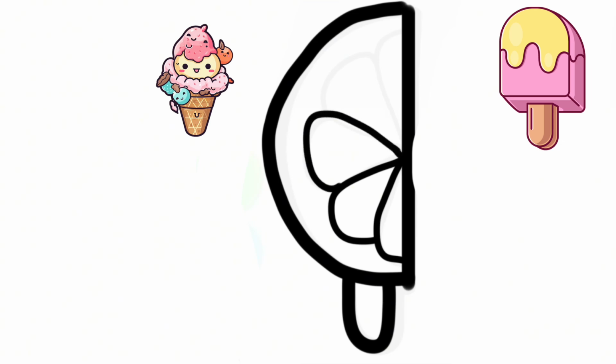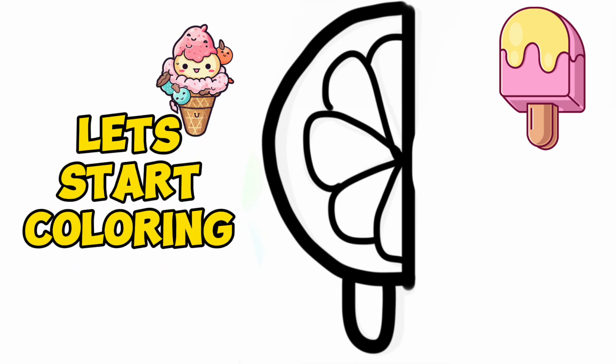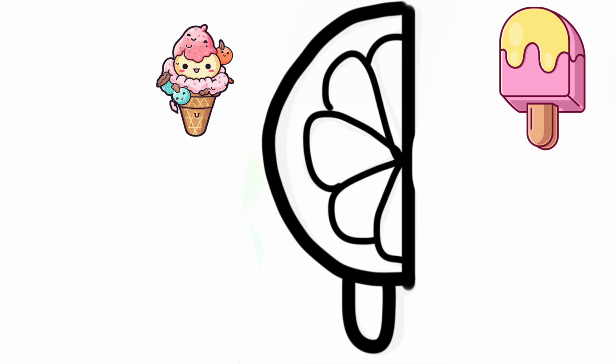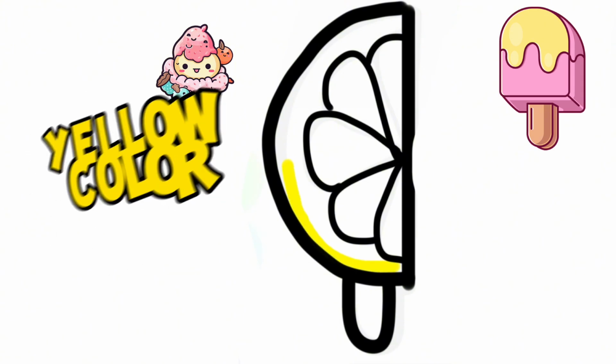I is for igloo, igloo. J is for jump, jump. K is for kangaroo. Let's start coloring. L is for lion, lion. Yellow color.